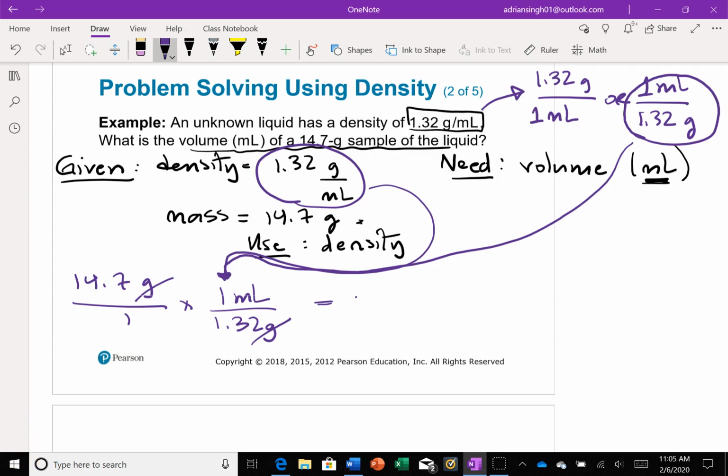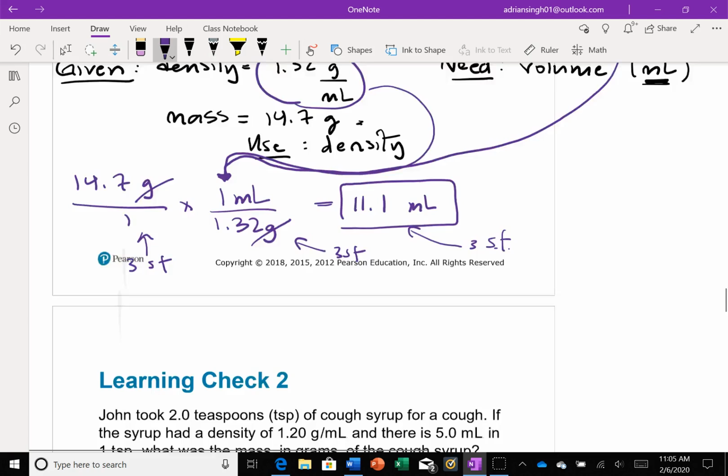And that's going to give us 11.1 milliliters as our volume. All right, remember now we're going to keep track of our sig figs. This here has 3 sig figs. Our density has 3 sig figs. We're just multiplying and dividing, so our final answer is going to have 3 sig figs as well. All right, so we can use density as a conversion factor.